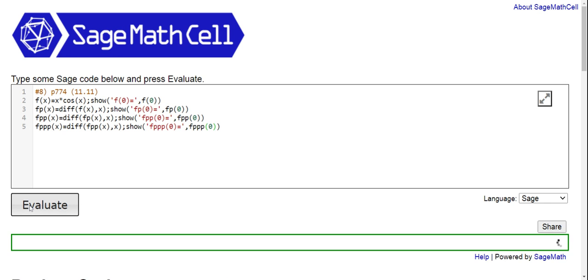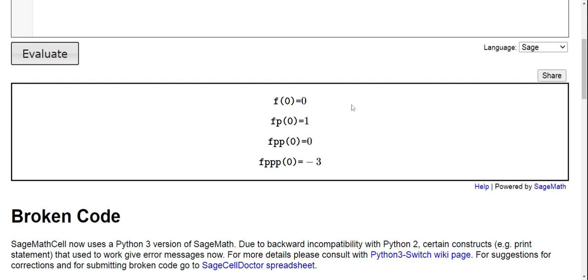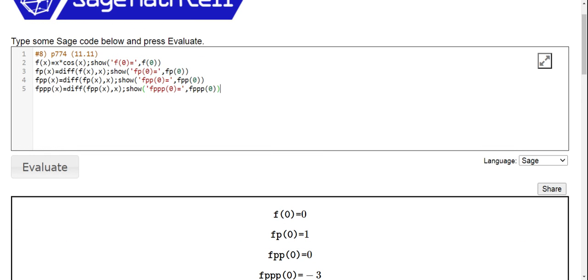Let's see what the values are. So f of 0 is 0, so that drops out. F prime is 1, f double prime drops out, f triple prime is negative 3. So what is your third-degree Taylor polynomial P sub 3 of x? It's going to be 0 plus 0, well, technically, all right, let's be complete, times x to the 0 over 0 factorial, which is 1, okay?